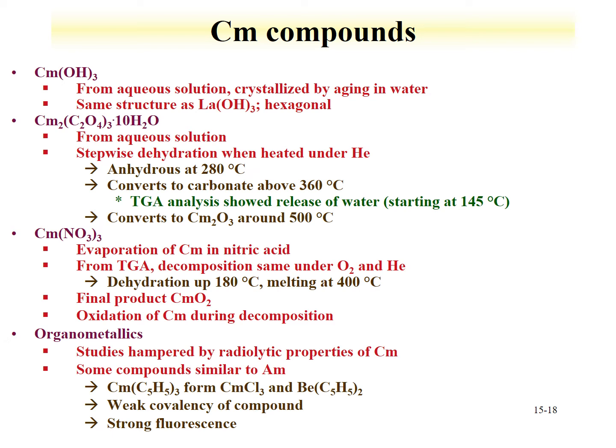And there's some evaluation of curium organometallic compounds. Again, the Cp ligands, similar to the americium, have been evaluated, and weak covalency, similar to what was seen with the americium, is observed. Unlike the americium, however, strong fluorescence, due to what we described from the curium-3 properties, is used to probe and understand the behavior of this system.